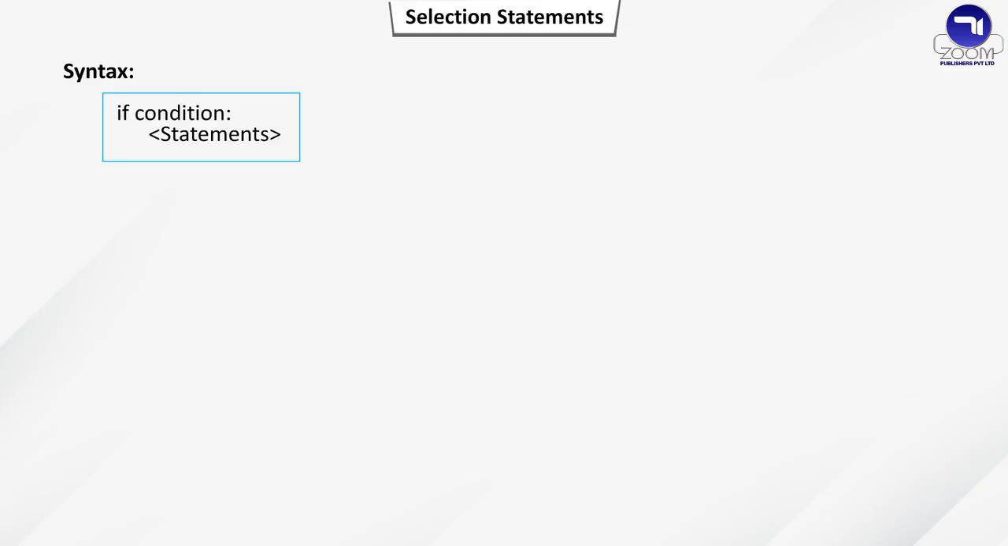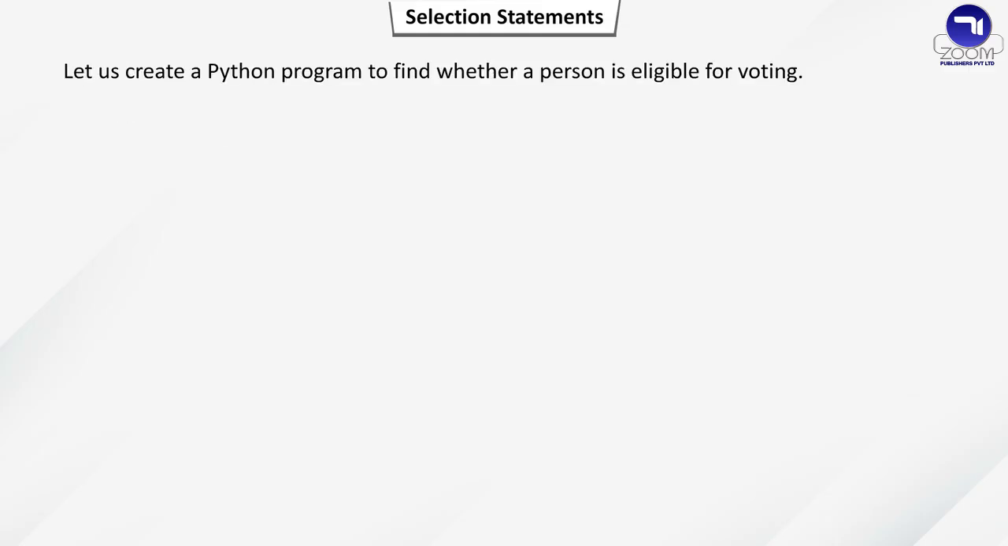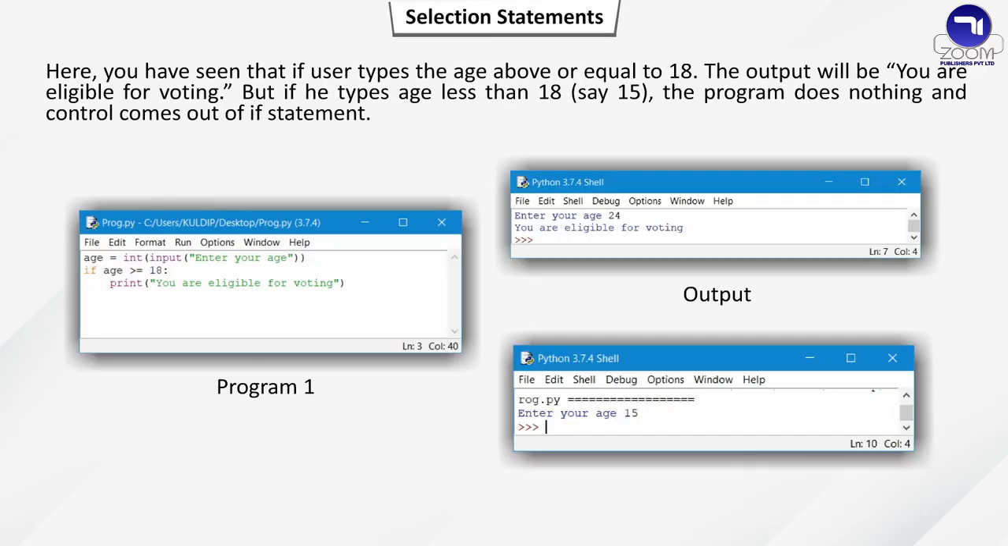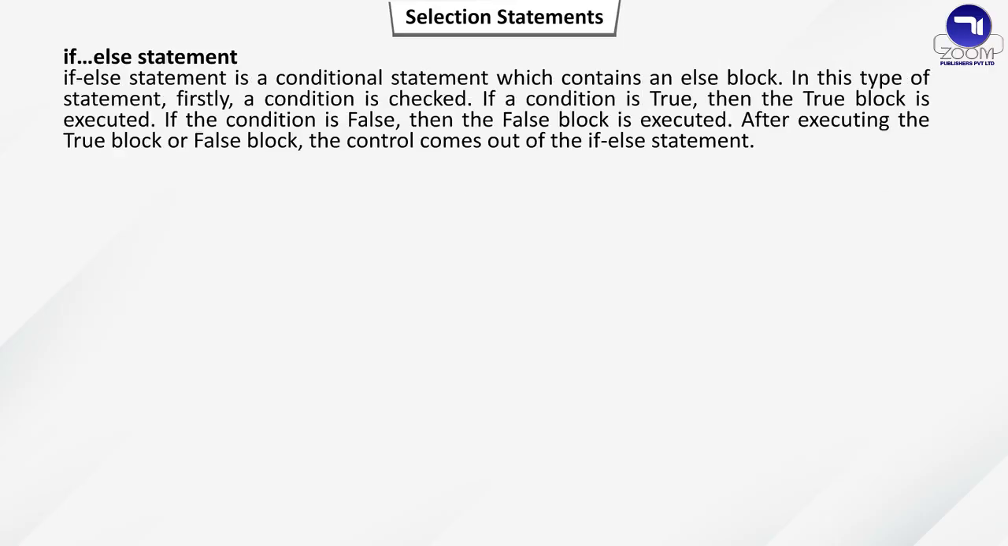Syntax: if condition, statements. Let us create a Python program to find whether a person is eligible for voting. Here you have seen that if user types the age above or equal to 18, the output will be you are eligible for voting. But if he types age less than 18, say 15, the program does nothing and control comes out of if statement.